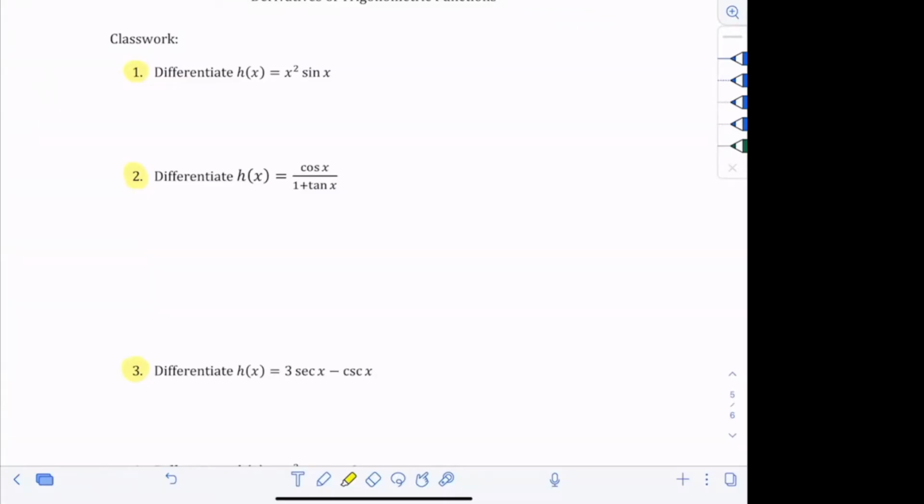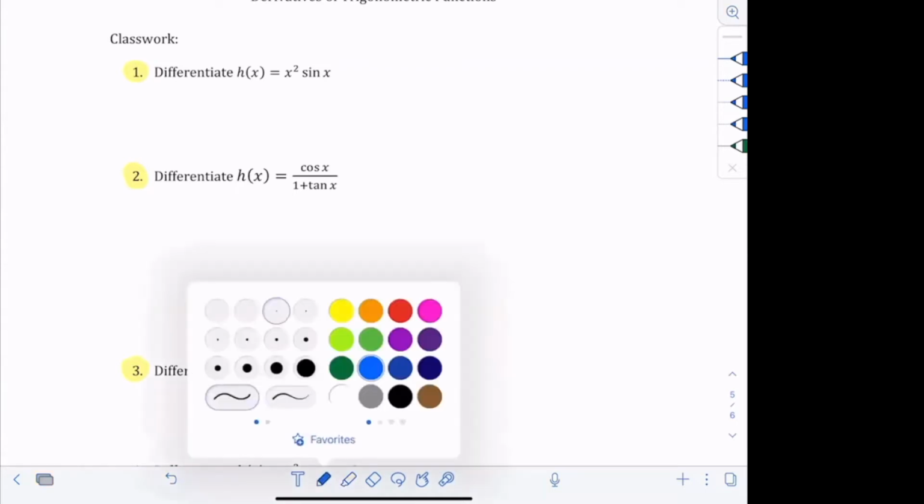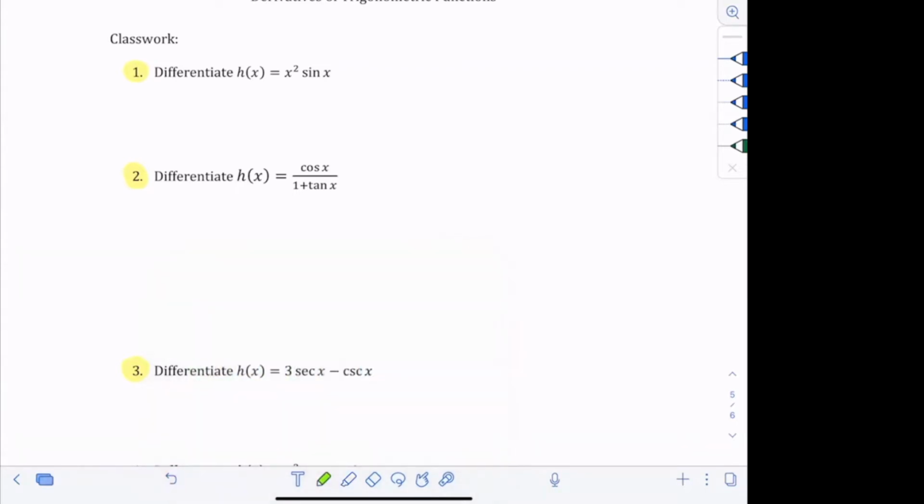I'm going to go over number 1 now. Is it clear to everyone which rule we want to use for number 1? Sum rule, product rule, quotient rule, chain rule. Oh wait, we didn't learn that. Product rule is right, Joe?